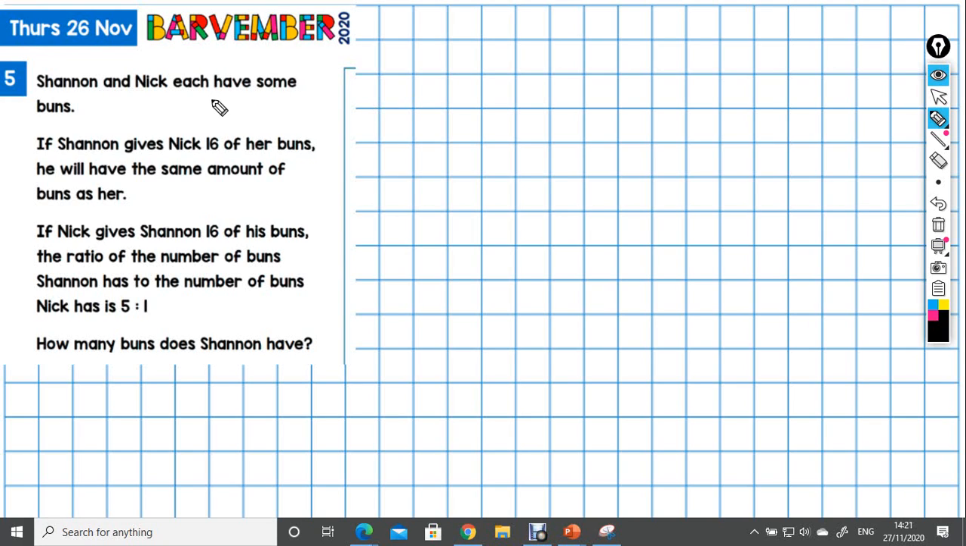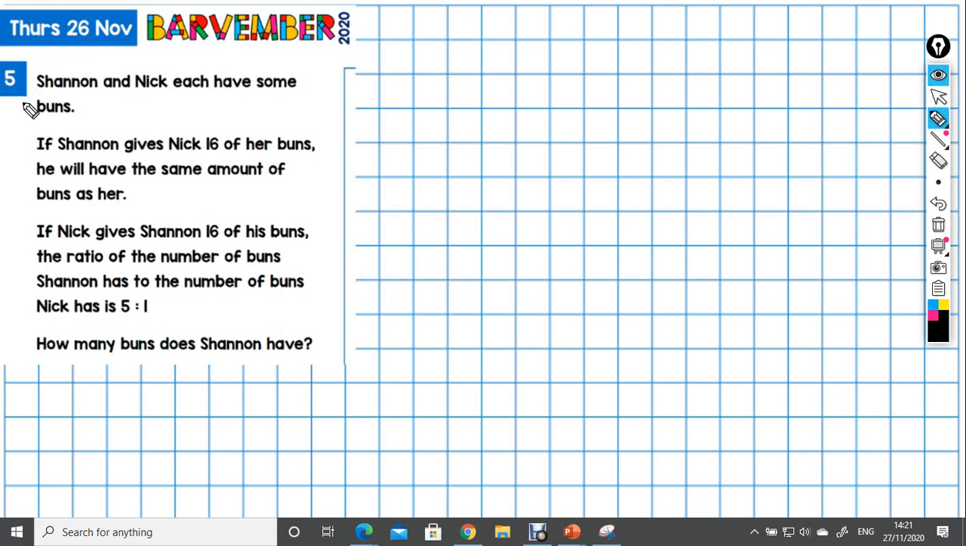Shannon and Nick each have some buns. If Shannon gives Nick 16 of her buns, he will have the same amount of buns as her. If Nick gives Shannon 16 of his buns, the ratio of the number of buns Shannon has to the number of buns Nick has is 5:1. And the question we're asked is, how many buns does Shannon have?